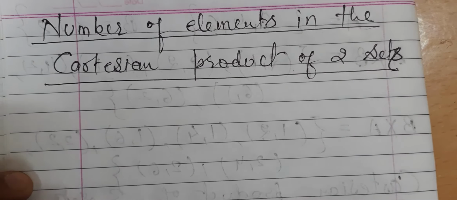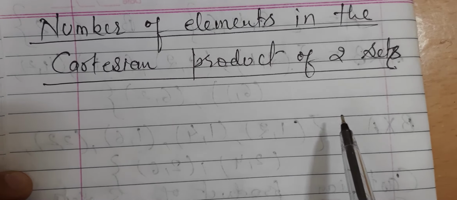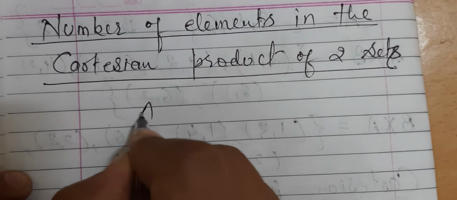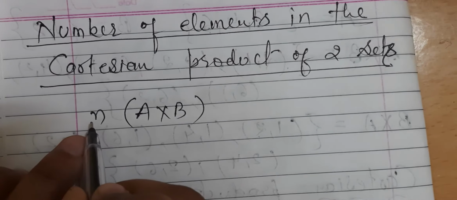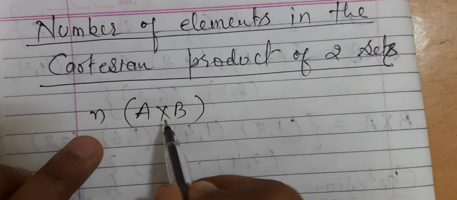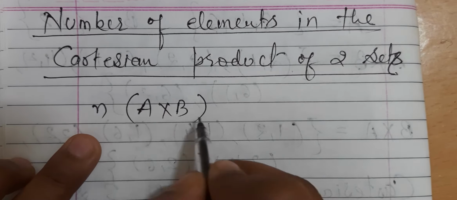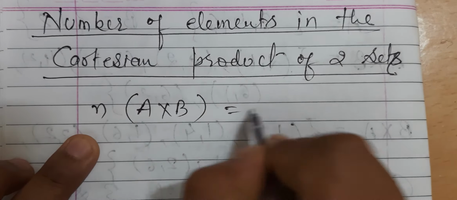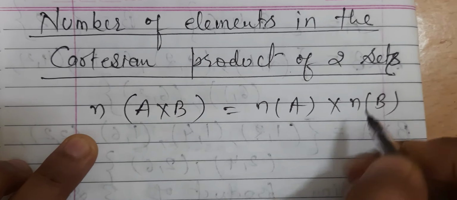Now how to find the number of elements in the Cartesian product of two sets. There is a formula. Here n means the number of elements. So the number of elements in the Cartesian product of sets A and B is equal to the number of elements in set A multiplied by the number of elements in set B.